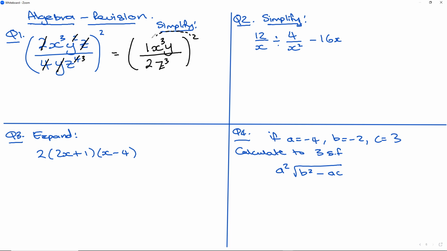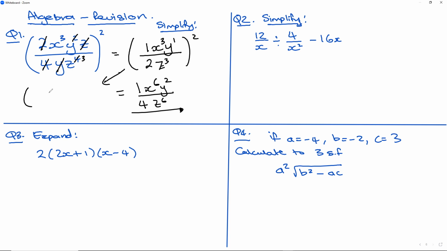The next thing I'm going to do is distribute the 2 to every single power, multiplying each power by 2. Given the numbers, multiply each of the numbers by 2. I'm going to get 1 squared, which is 1, right? X to the power of 3 times 2 would be x to the power of 6. Y to the power of 1, 1 times 2 is 2. 2 squared is 4. Z to the power of 3, 3 times 2 is going to get me 6. And that's my final answer. So just multiplying each power by 2.